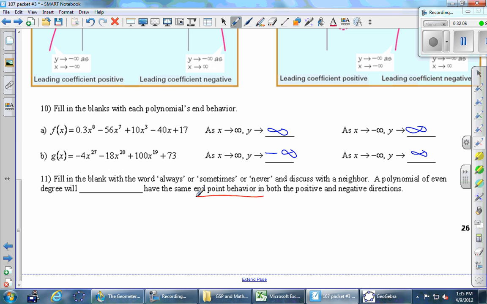If it's even, what can you say? Both up or both down, always the same. So this is always true. If you are odd degree, then on the one side you go up and the other you go down, right? If you're odd degree, one side goes up, one side goes down. So the end behavior for odd would always be different. Always have different end behavior.